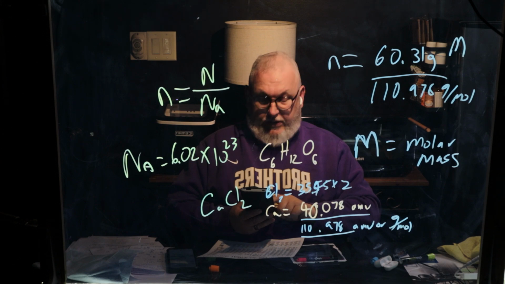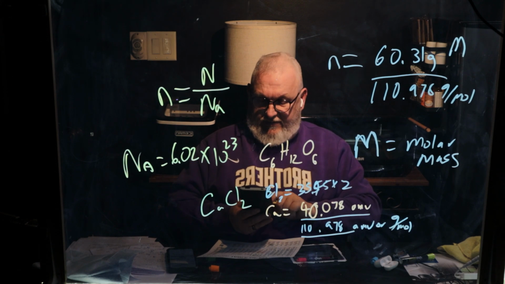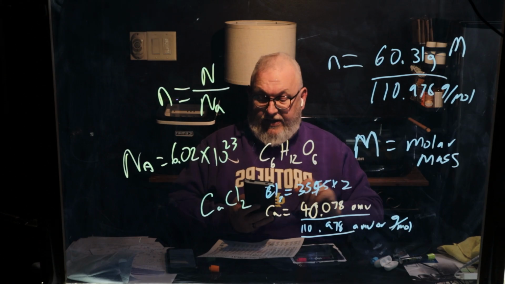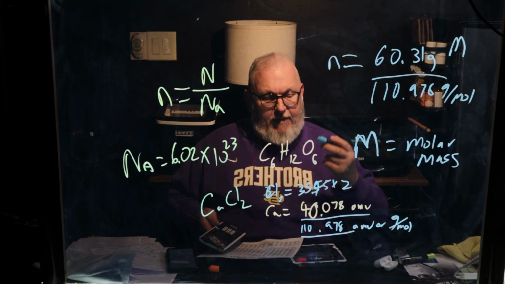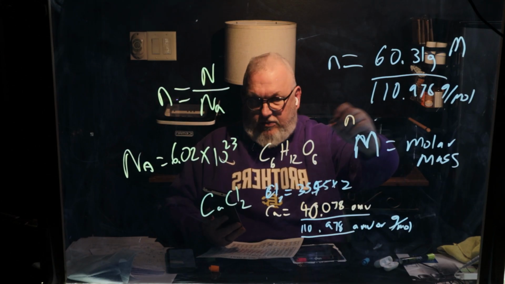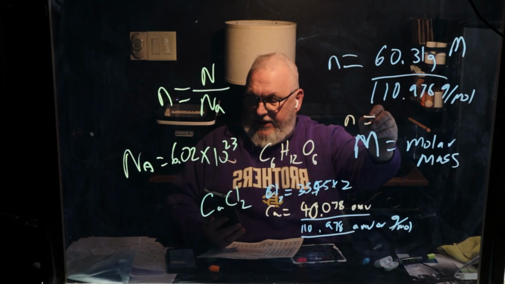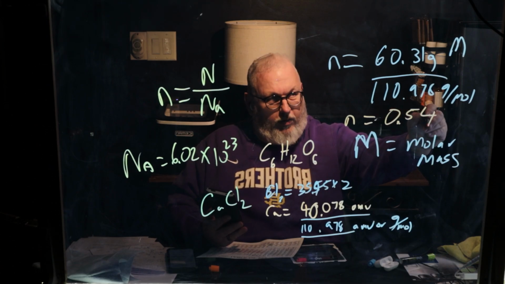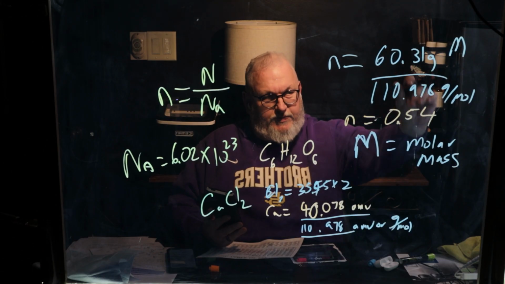So let's see what it is. 60.31 grams divided by 110.978. And then I'm going to use the right number of sig figs. That tells me that my moles of calcium chloride is 0.54. I'm going to only use 2 sig figs because of that.